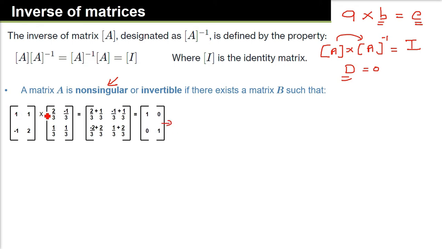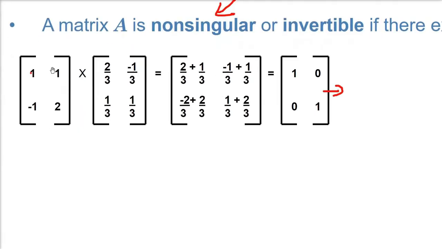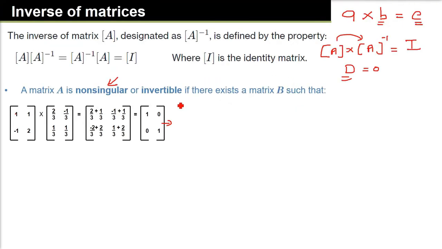Same order. So I'll just show you what is happening here. 1 into 2 by 3 plus 1 into 1 by 3, this is the first element. 1 into negative 1 by 3 plus 1 into 1 by 3, this is the second element. Negative 1 into 2 by 3 and 2 into 1 by 3, add them. Negative 1 into negative 1 by 3, 2 into 1 by 3, add them. So what do you get? 1, 0, 0, 1. This is the identity matrix of 2 by 2.